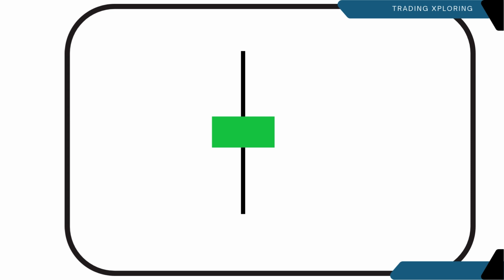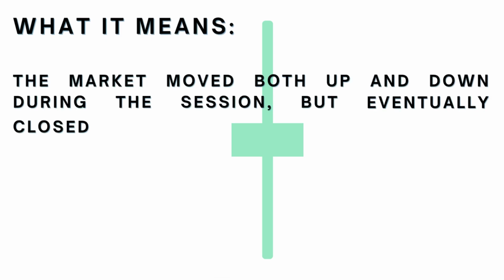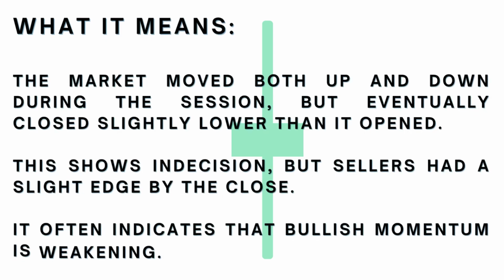Key features: small real body, open and close prices are very close, long upper and lower shadows. Price moved both ways but closed near where it opened. Appears after an uptrend. What it means: the market moved both up and down during the session but eventually closed slightly lower than it opened. This shows indecision, but sellers had a slight edge by the close. It often indicates that bullish momentum is weakening.